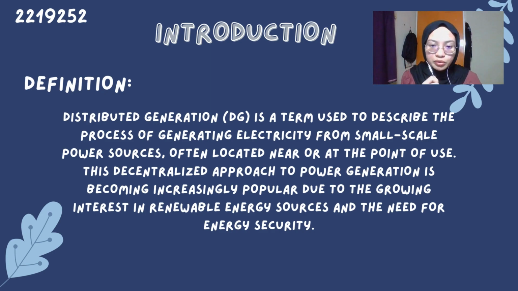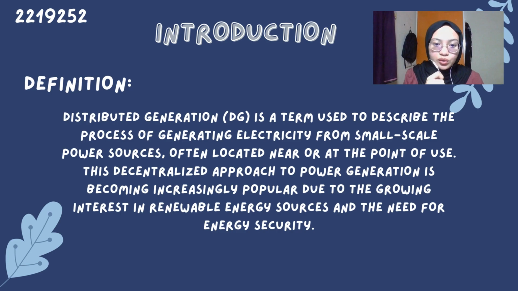So today I will be presenting about the definition of distributed generation. So what is distributed generation? Distributed generation, or we can call it DG, is a term used to describe the process of generating electricity from small scale power sources, often located near or at the point of use. This decentralized approach to power generation is becoming increasingly popular due to the growing interest in renewable energy sources and the need for energy security.